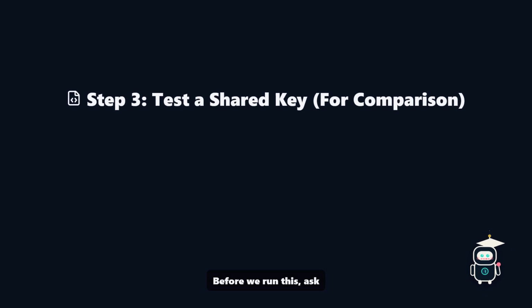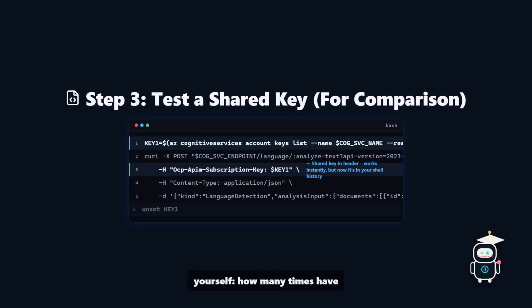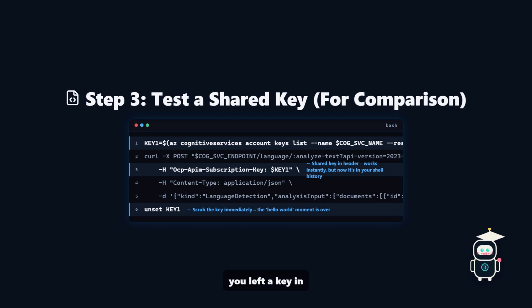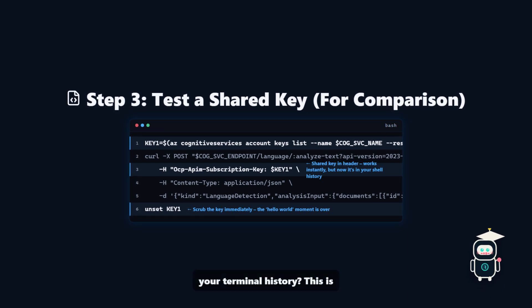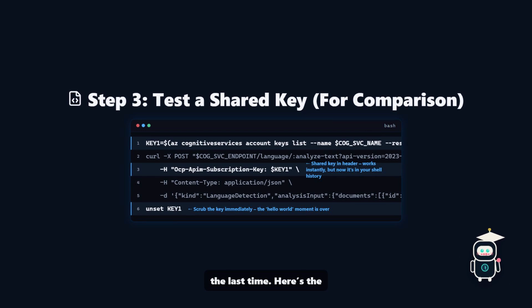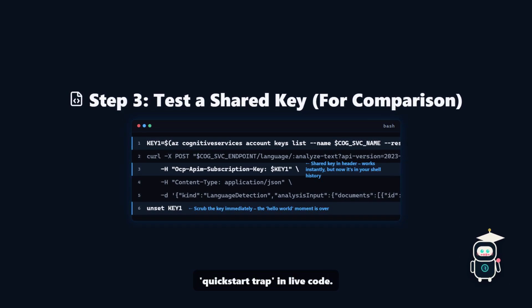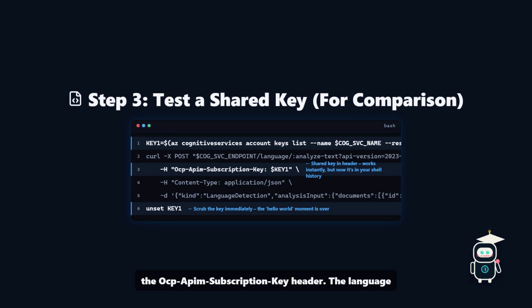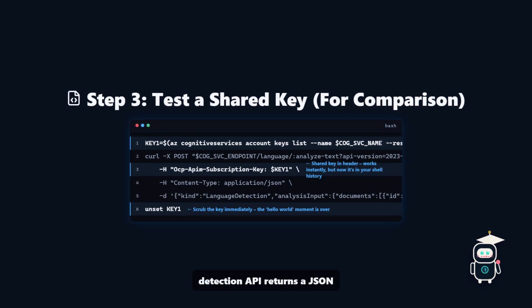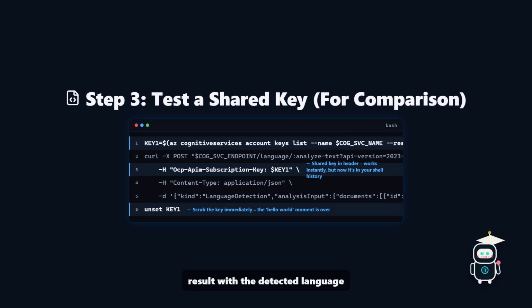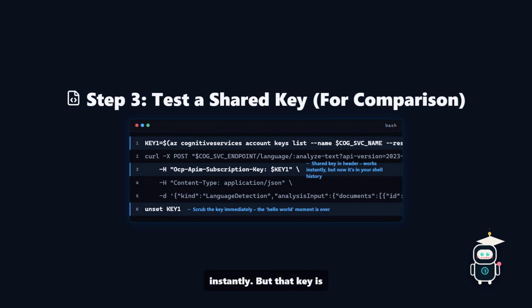Before we run this, ask yourself, how many times have you left a key in your terminal history? This is the last time. Here's the quick start trap in live code. We fetch key1 from the CLI, then use curl with the Ocp-Apim-Subscription-Key header. The Language Detection API returns a JSON result with the detected language and confidence score.